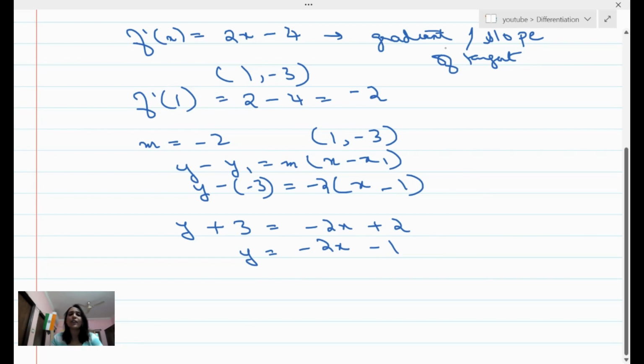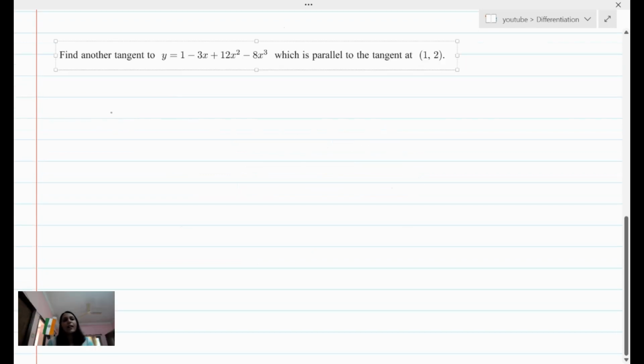Just to recap, we first found the slope of the tangent by differentiating the function. Then we plugged in the value of x over here and found the slope, which would be the m value. And then we used the point slope form to get our answer. Now let's do a medium difficulty question.